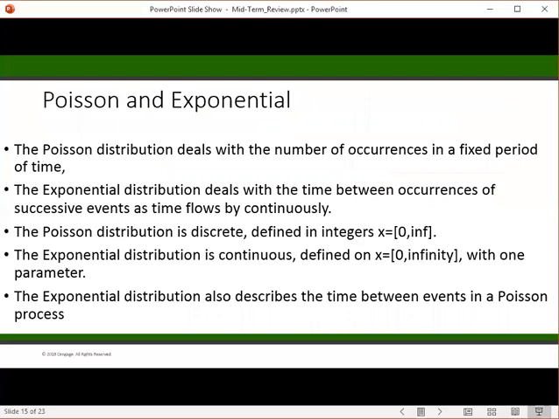Now, the Poisson distribution is discrete, and it deals with the number of occurrences in a fixed period of time. The exponential distribution is continuous, and it deals with the time between occurrences of successive events. And again, time flows by continuously. The Poisson distribution is discrete. The exponential distribution is continuous.